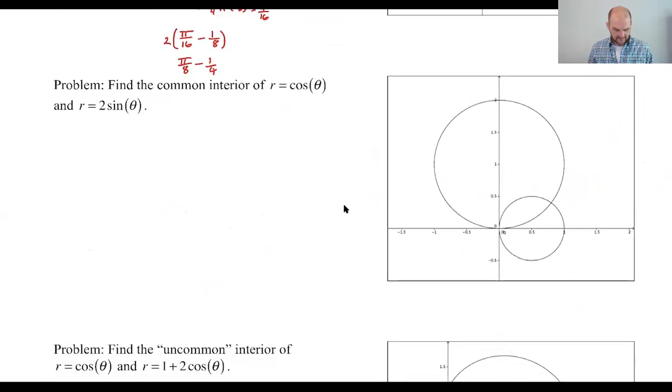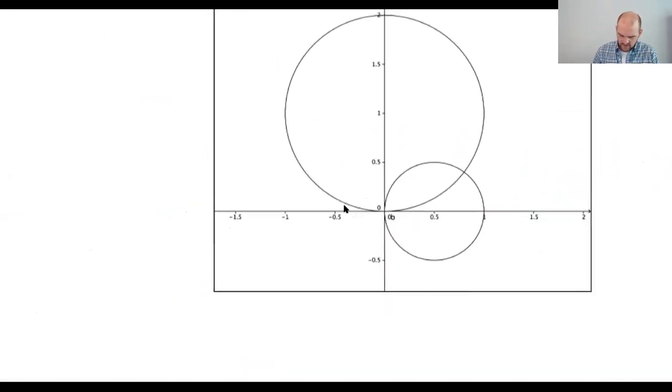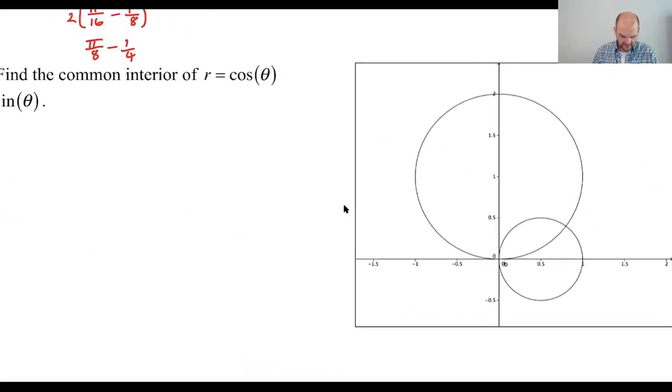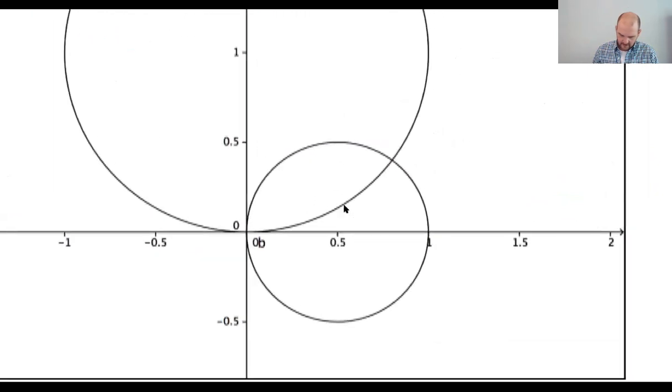All right, new question. Find the common interior of r equals cosine theta and r equals 2 sine of theta. I guess we can find the intersection of those. So what are we talking about here? I'm going to go around the edge again, the common interior. So this is in both circles. That's what we're looking for, the stuff that's in both circles. The region I have highlighted is in both of the circles.